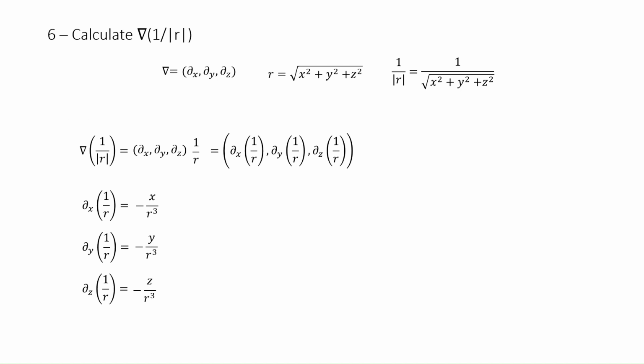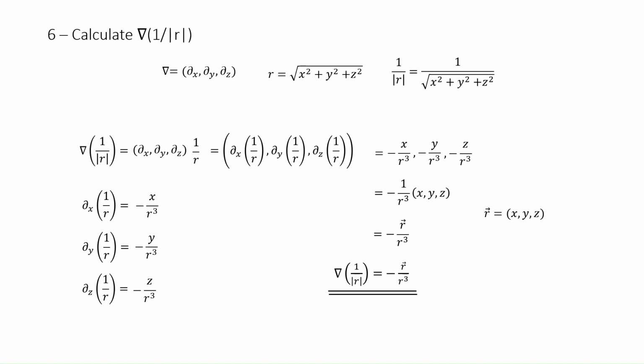So substituting this into our expression above, we get minus x over r cubed, minus y over r cubed and minus z over r cubed. But we can take a factor of 1 over r cubed out, leaving us with x, y, z. But you'll notice that the position vector is x, y, z. And we can simply substitute this in to get minus the position vector over the cube of r. And that is our final answer.